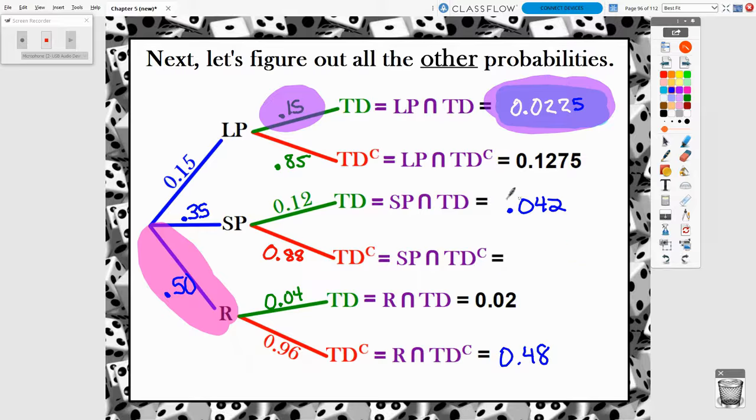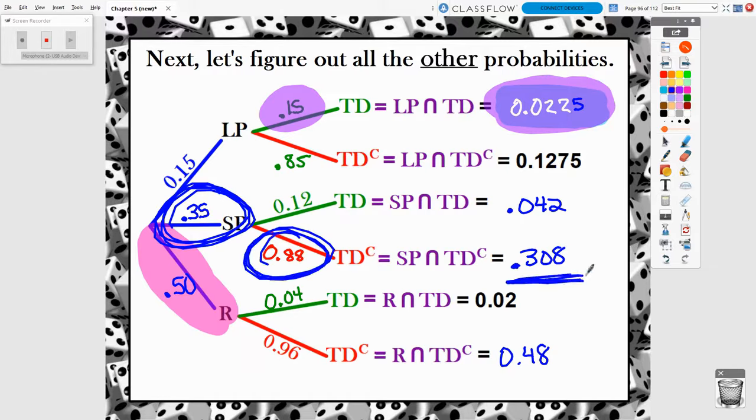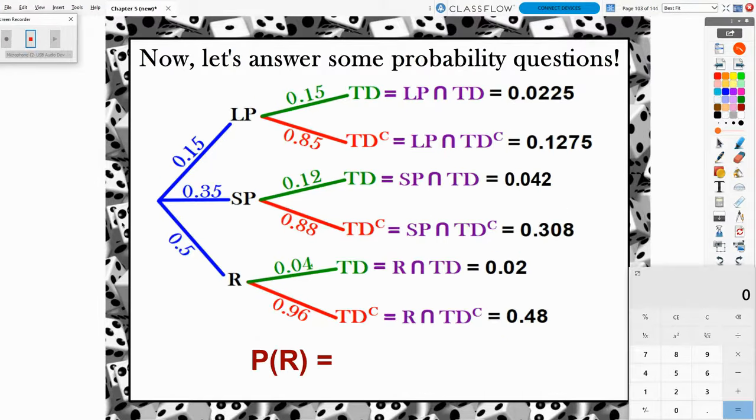Now, to get the other final number, again, use this idea that these two have to add up to be that overall 35% in the end. So what's that going to give me? 0.308, I do believe. Or again, you could take this 35% times this 88%, and that will also give you this 30.8%. All right, now that we've got all of those probabilities, all of our singular probabilities, all of our conditional second branch probabilities, and all of these final end branch probabilities, now I've got some general probability questions to answer based on this tree diagram.